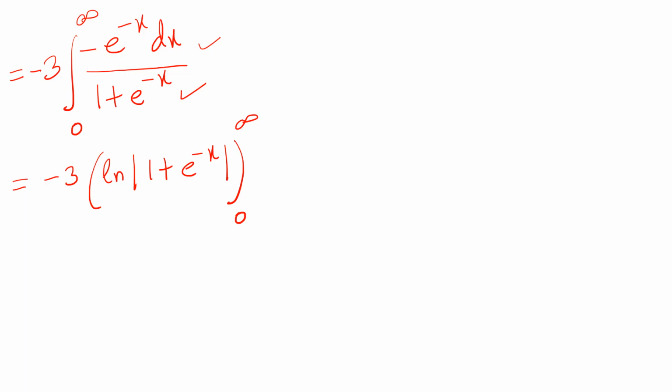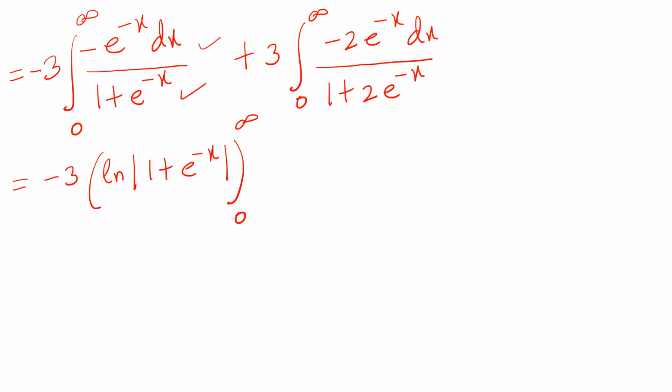It is minus 6 into integral 0 to infinity dx upon e to the power x plus 2. Now this can further be written as plus 3 into integral 0 to infinity minus 2 into e to the power minus x dx, whole divided upon 1 plus 2 into e to the power minus x. Now again, inside this integral, I have divided up and down by e to the power x.